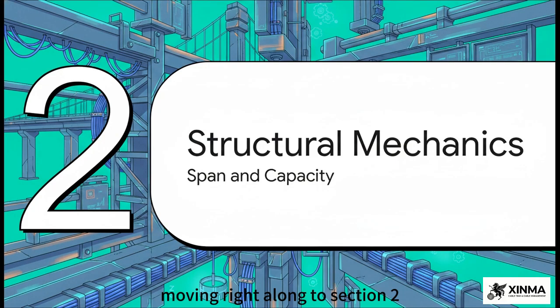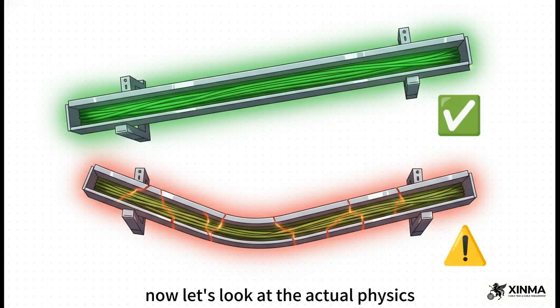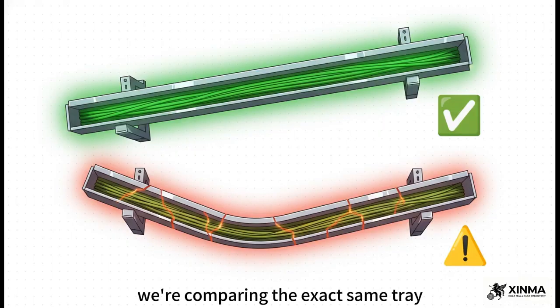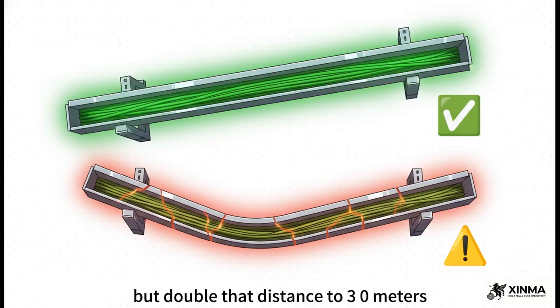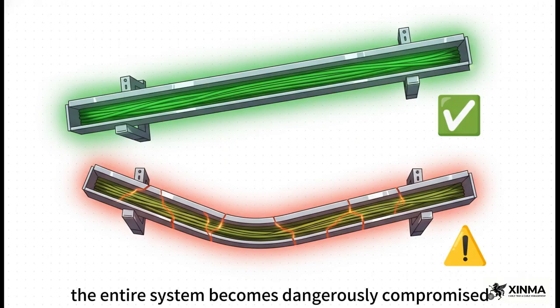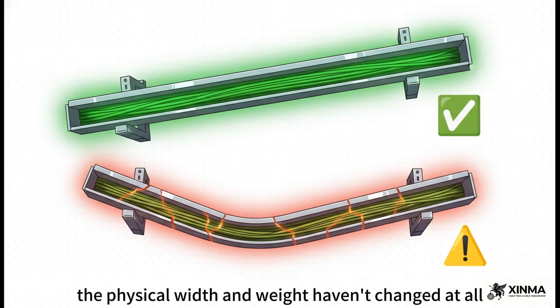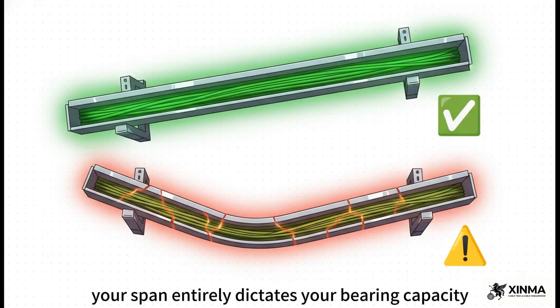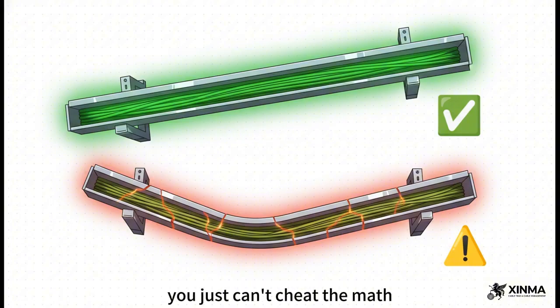Moving right along to Section 2, the structural mechanics of span and capacity. Now let's look at the actual physics, because this is where the rubber meets the road regarding system capacity. We're comparing the exact same tray carrying the exact identical cable load. At a 1.5 meter support span, it's perfectly rated and totally safe. But double that distance to 3.0 meters, the entire system becomes dangerously compromised. The physical width and weight haven't changed at all, but doubling that span exponentially multiplies the bending moment and the stress on the metal. In structural engineering, your span entirely dictates your bearing capacity. You just can't cheat the math.